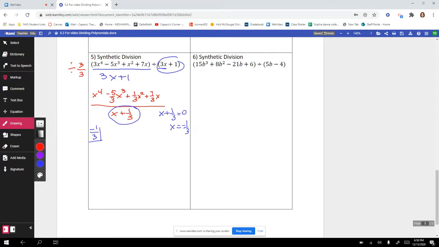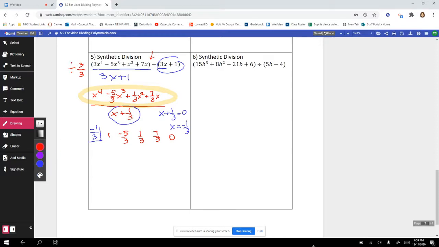Okay, so now I do have to use my new polynomial when I'm setting up the rest of my statement to use synthetic division. So I'm going to get x to the fourth, which is 1, and then I'm going to have negative 5 over 3, and then positive 1/3, and then positive 7 over 3. Now again, if you look here, I don't have a constant, so I'm going to have to put a 0 there, kind of to hold that spot.